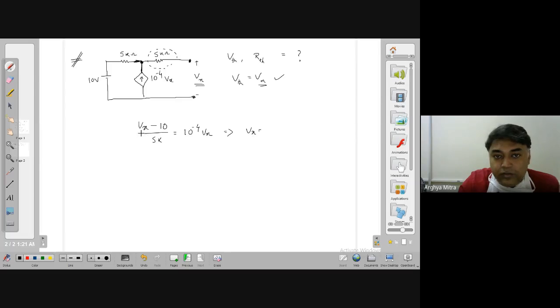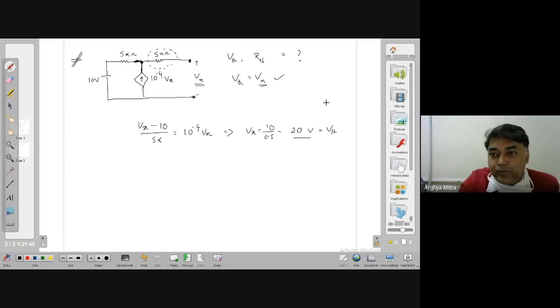What will be the value? Vx minus 10 is equal to 10 to the power minus 4 into 5k Vx. So that is 0.5. And then Vx minus 10 is equal to 0.5 Vx. So 10 divided by 0.5, that means 20 volt. So your VTH is known to you.